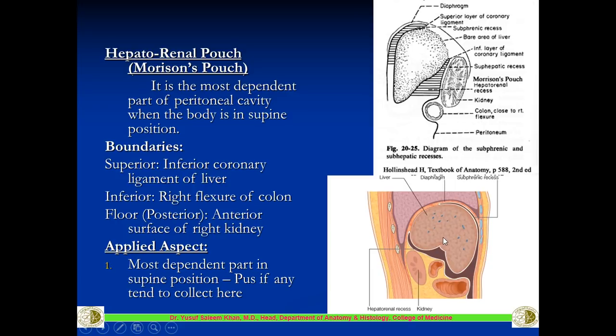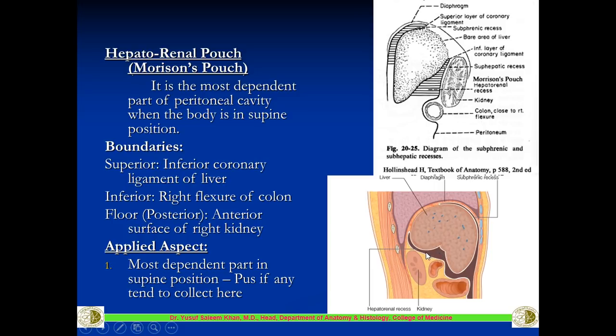So this is the space between the inferior coronary ligament of the liver above, and below we have the right flexure of the colon, and the floor is formed by the anterior surface of the right kidney. This space is called Morrison's pouch, or it is also called the hepatorenal pouch.